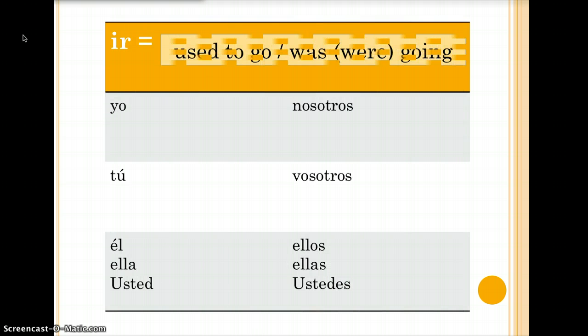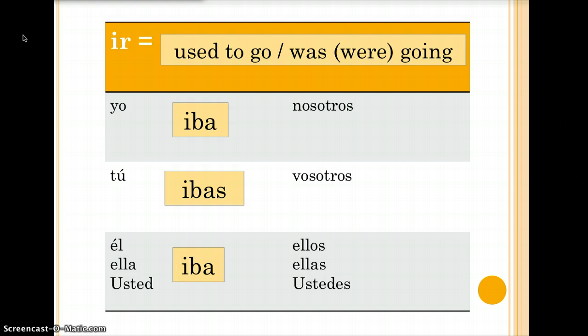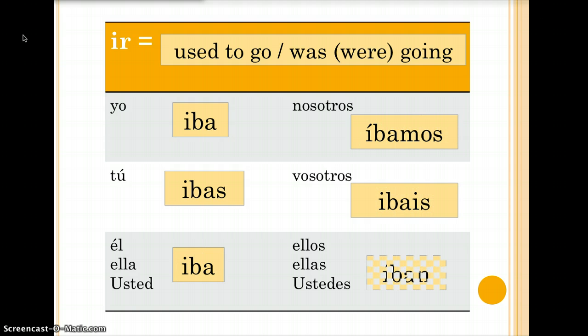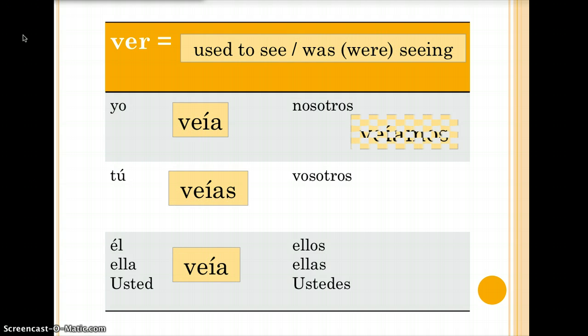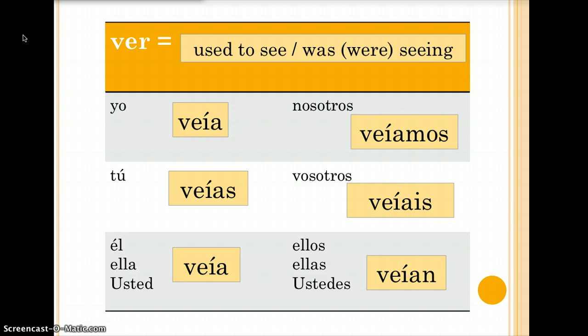The second one is ir, used to go, was or were going. Iba, ibas, iba, íbamos, accent, ibais, iban. Notice the yo and usted forms are the same. That pattern continues. And the third irregular is ver. Used to see, was or were seeing. Veía, veías, veía, veíamos, veíais, veían. Notice yo and usted are the same.